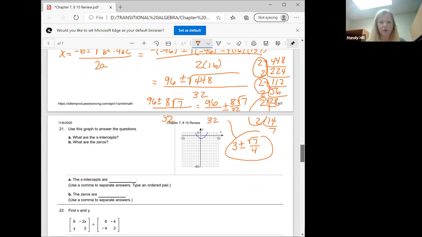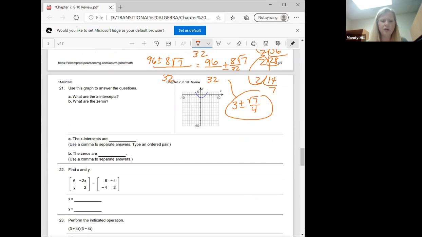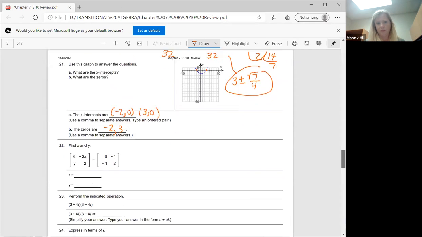Okay, great. So it says use these graphs to answer the questions. These are pretty easy. Just remember that you're looking for the x-intercepts, which would be right here. So it looks like we have an x-intercept at -2, 0 and at 3, 0. So the zeros are those two numbers, -2 and 3.